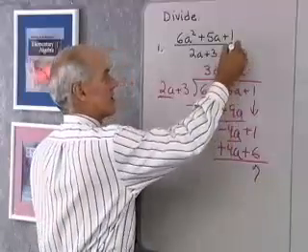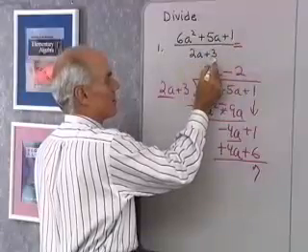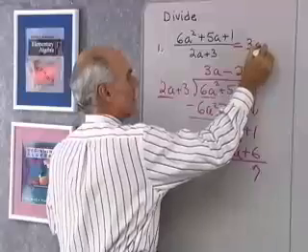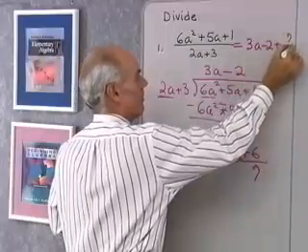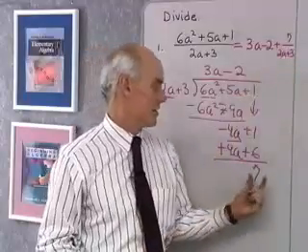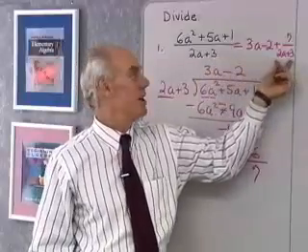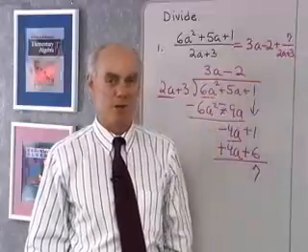So I can write my answer this way. 6a squared plus 5a plus 1 divided by 2a plus 3 is 3a minus 2 plus 7 over 2a plus 3. And in a way you can think of it like this. There's 7 that's still to be divided by 2a plus 3. So here's my quotient plus, it looks like a remainder divided by 2a plus 3.